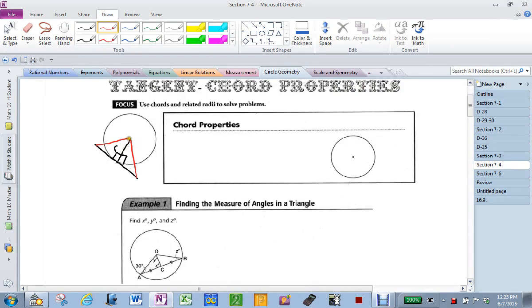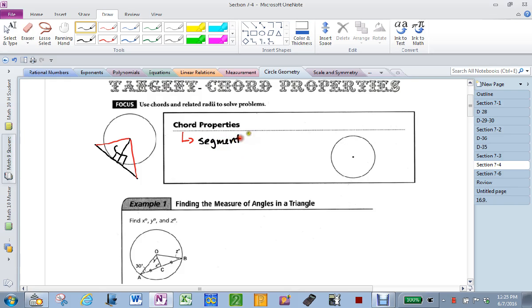Okay, so this is our review side. This is all cool, yeah? Everyone's good? Alright, so now this is our new stuff over here. So we got a new word, a chord. What is a chord again? It's like that thing in the circle.